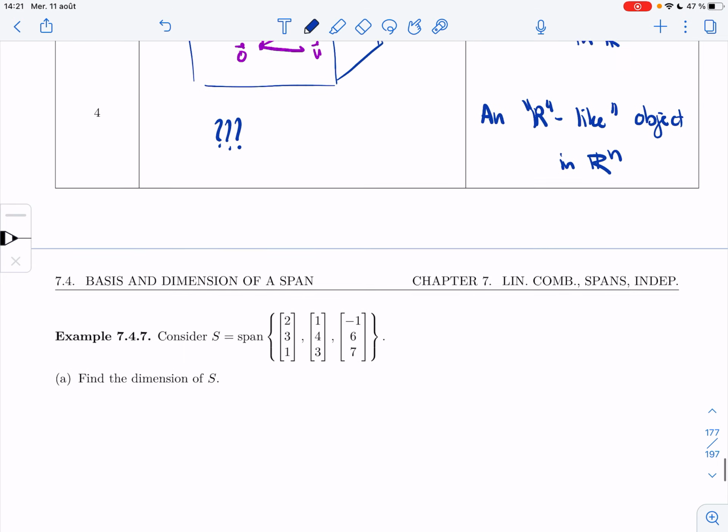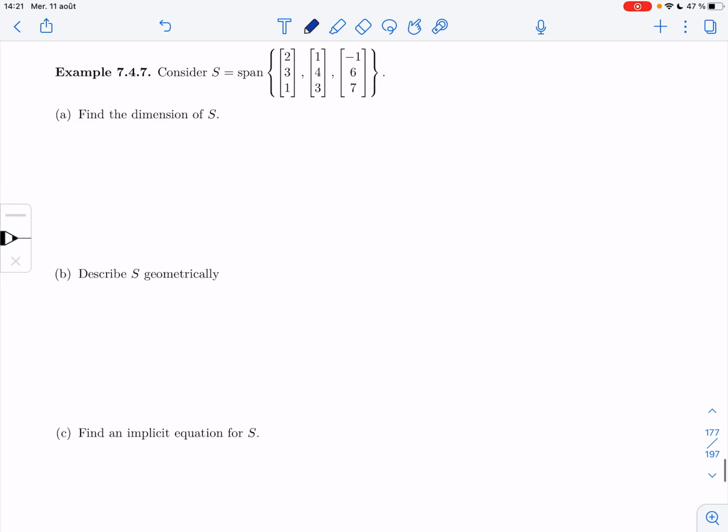All right, let's do one example. So this is example 7.4.7. It's the last one of this section. So consider S, which is the span of three vectors, (2, 3, 1), (1, 4, 3), and (-1, 6, 7). I'm asked to find the dimension of S. The dimension is the number of elements in any of its bases. So let's find a basis.